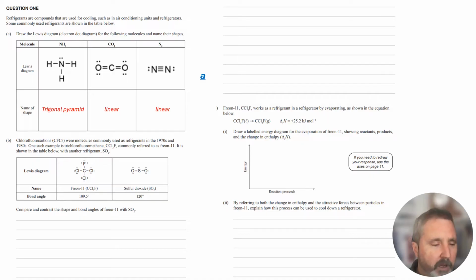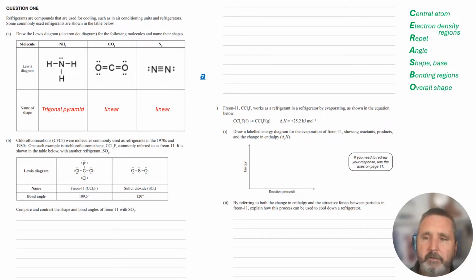Notice the bond angle here, 109.5. We should be familiar, that's a bond angle for a tetrahedral shape, and this angle here of 120 we should know is a bond angle for a trigonal planar. We want to compare and contrast the shapes. Now, how I would approach this is I would take one molecule at a time and explain its shape, and then I would explain the shape of the other one, and then just do a quick summary paragraph, sentence probably.